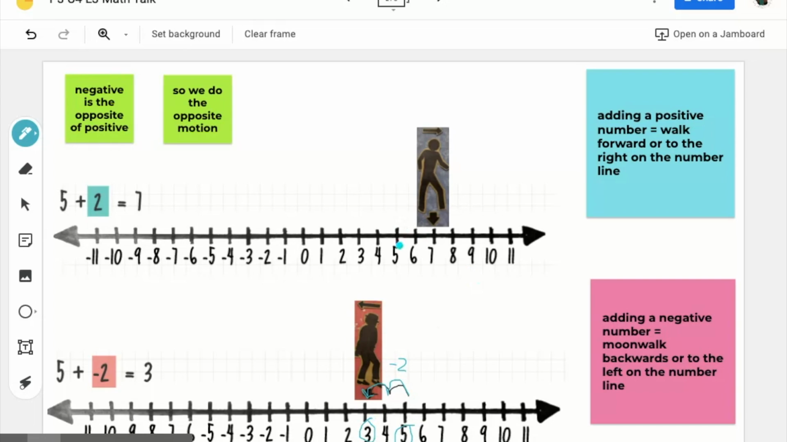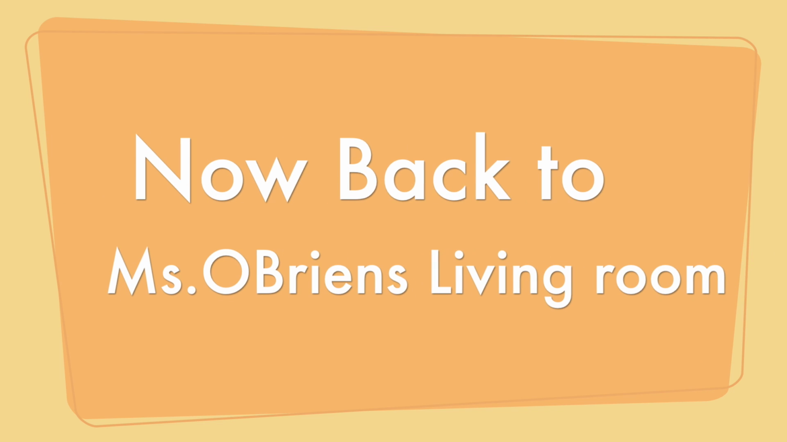Right, I could do the same thing above here, right? Circle the 5, do my 2 jumps with a little arrow so you can see the direction I was jumping, so that I know I ended on 7. All right, so since negative is the opposite of positive, that is why we are moonwalking backwards when we add a negative.